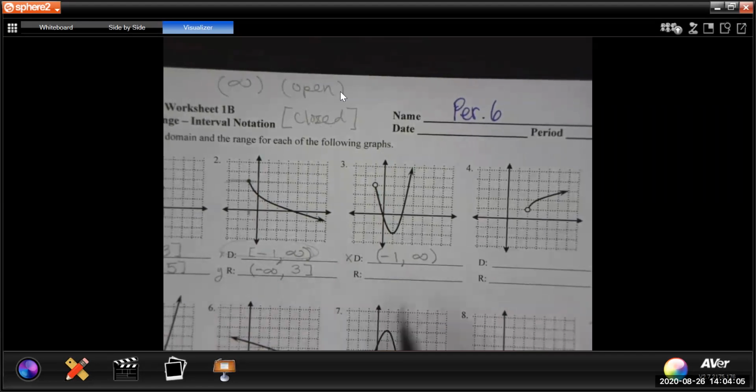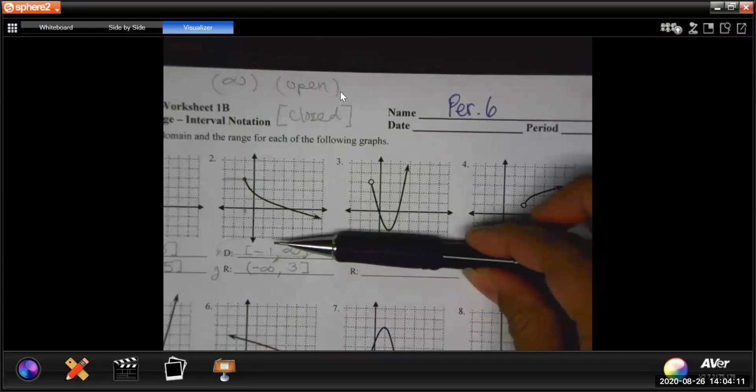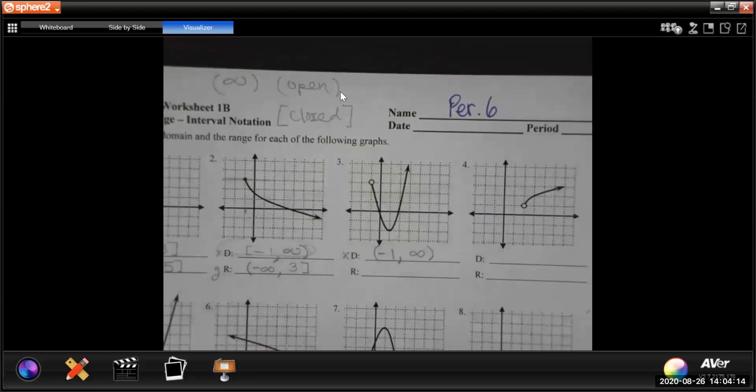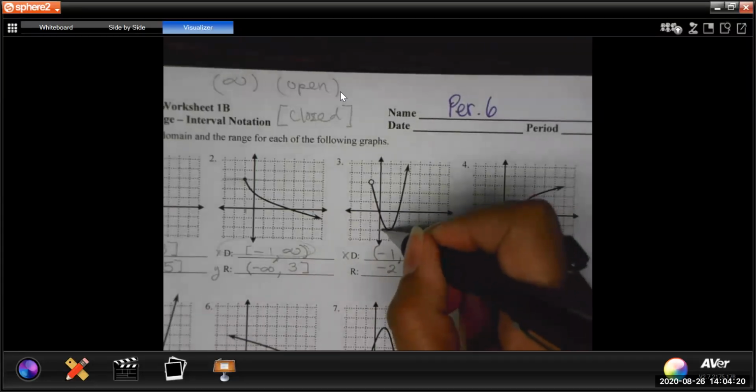Okay. Range. Heidi, remember, you start at the bottom and you move your way up. Down here at the bottom of my graph, does the graph go down forever or does it have a starting point when I'm coming from the bottom? It has a starting point at -2. At -2. And we're looking at the y value, so it is indeed -2. Do you guys see that?